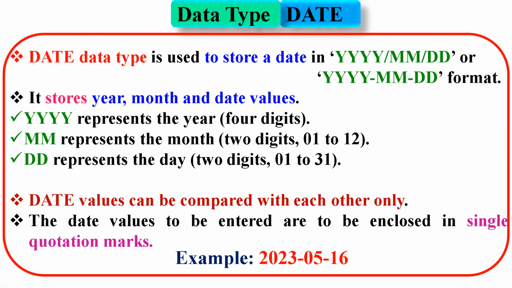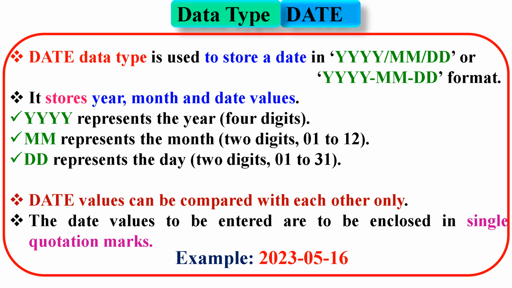Let's discuss the next data type, date. Date data type is used to store a date in YYYY/MM/DD or YYYY-MM-DD format. It stores year, month, and date values. YYYY represents the year, 4 digits. MM represents the month, 2 digits, 01 to 12. DD represents the day, 2 digits, 01 to 31. Date values can be compared with each other only. The date values to be entered are to be enclosed in single quotation marks.